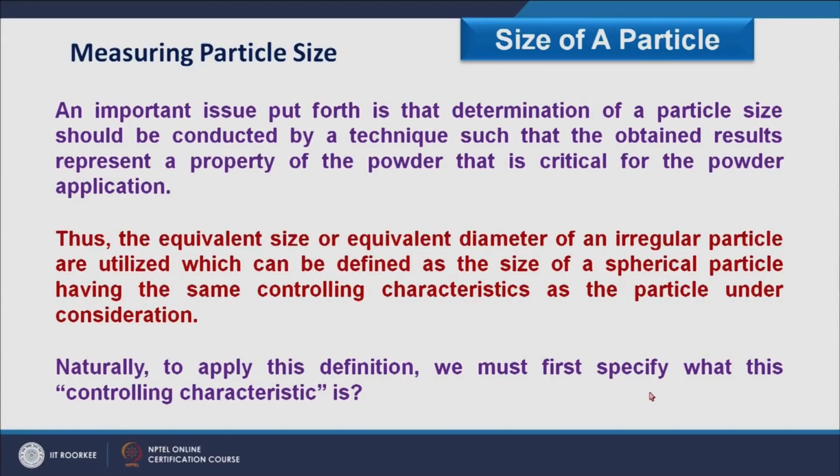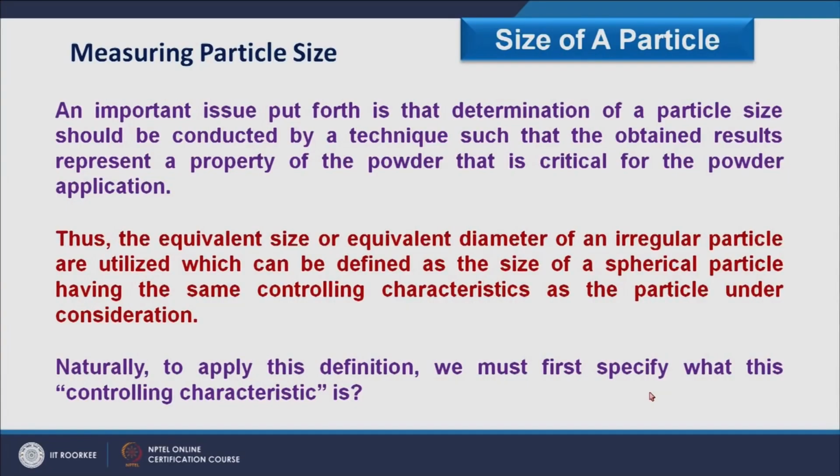So here we have defined another term that we call controlling characteristic, which previously we denoted with properties like volume, etc. Naturally, to apply this definition, we must first specify what this controlling characteristic is. For example, if I consider the previous slide, there we had the measurement of ourselves in different aspects. That is according to the controlling characteristic.